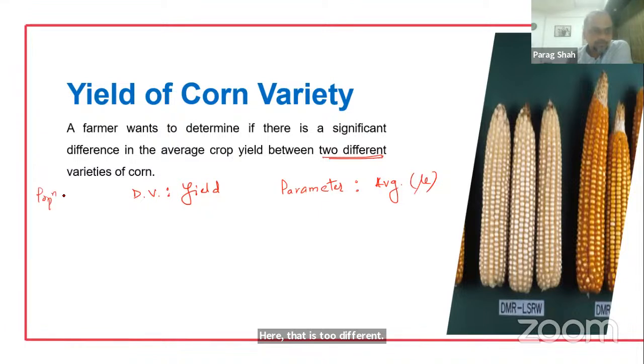So what is the question? A farmer wants to determine if there is a significant difference in the average crop yield between the two different varieties of corn.